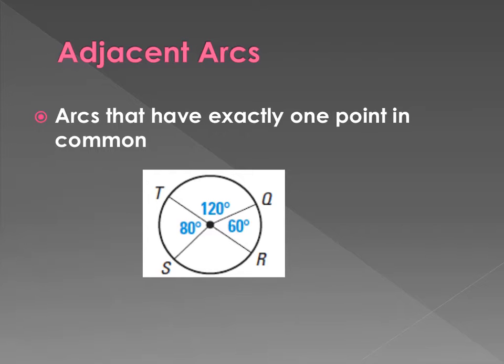So in this case, what arcs are adjacent to TQ? TS would be adjacent, so those would be adjacent. TQ would be adjacent to QR. Okay, so those would be adjacent arcs. Questions so far?